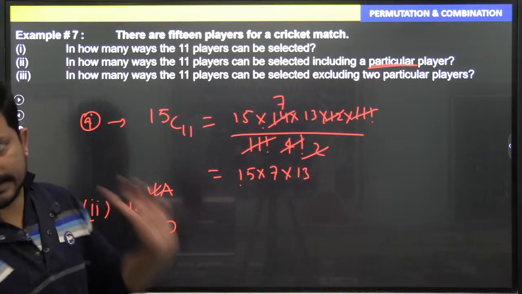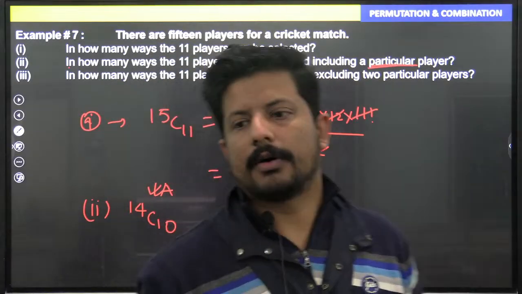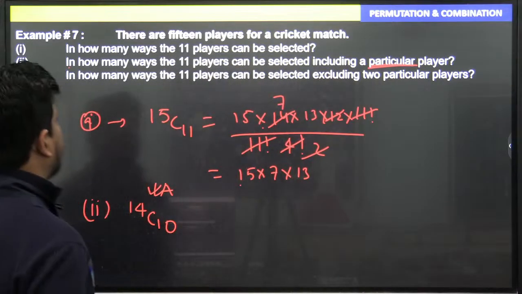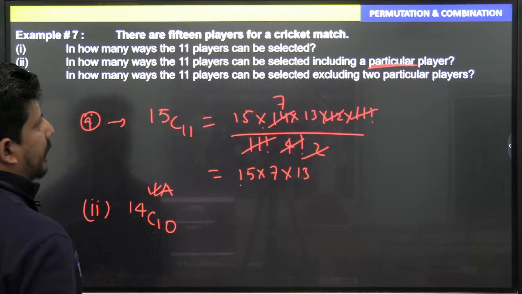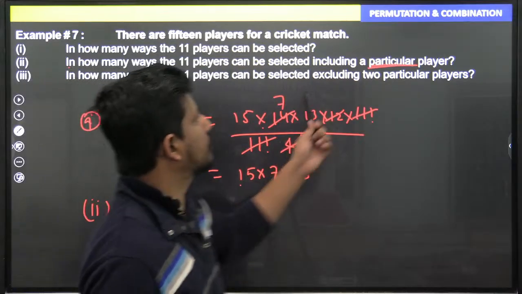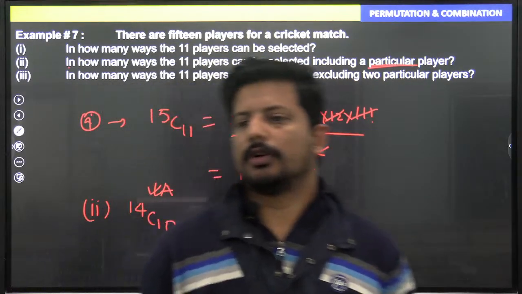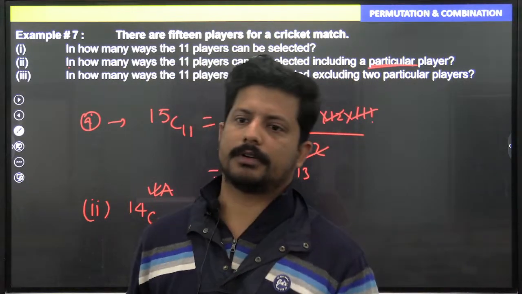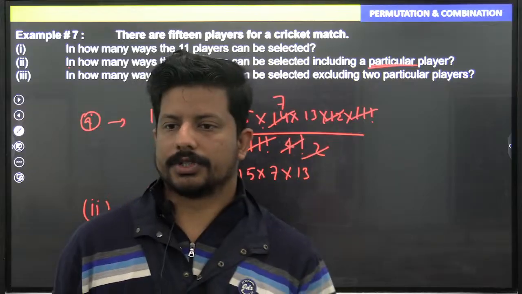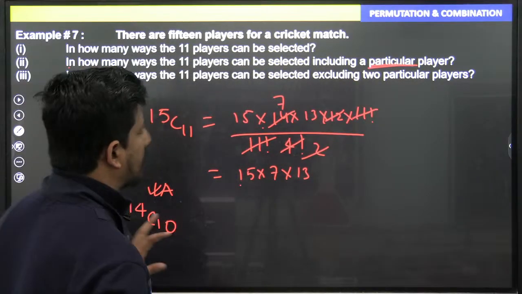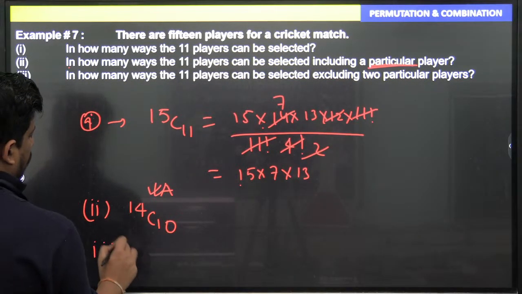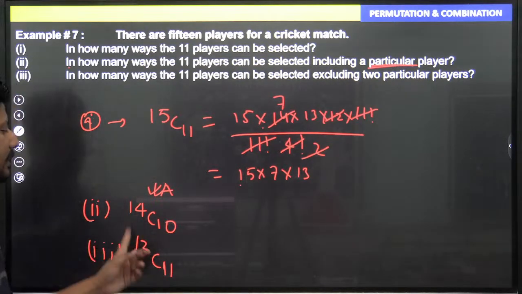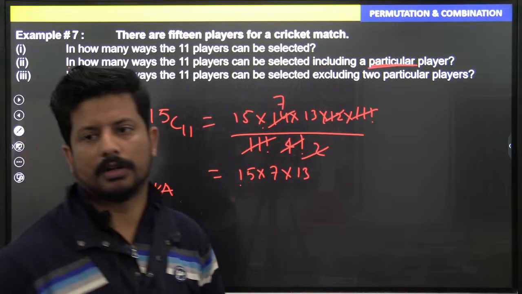Because one is already selected, we need to select 11, and we have 14 options. In those 14, we need to select 10 members. And in how many ways can the 11th player be selected, excluding 2 particular players? Those 2 particular players we have to exclude from the team. They are not favorites of the captain or maybe of the coach. So 2 members are gone. So how many members do we have now? 13 members, in which we need to select 11 members. So 14C10 and 13C11 are the answers for these two.